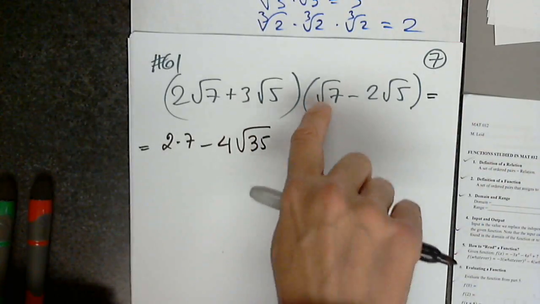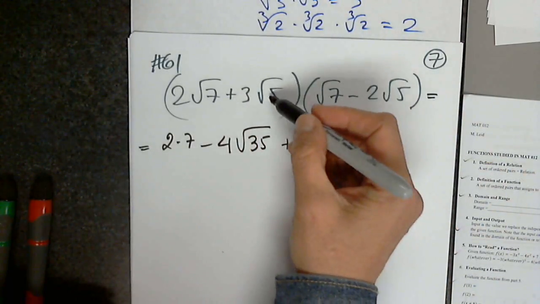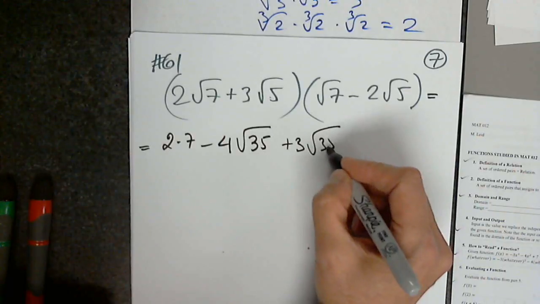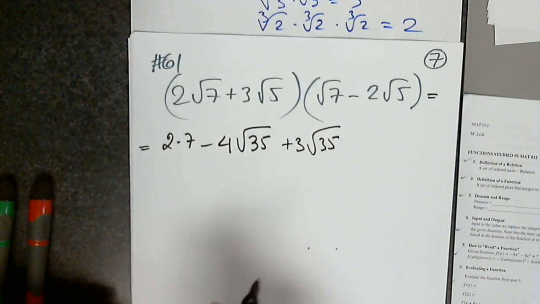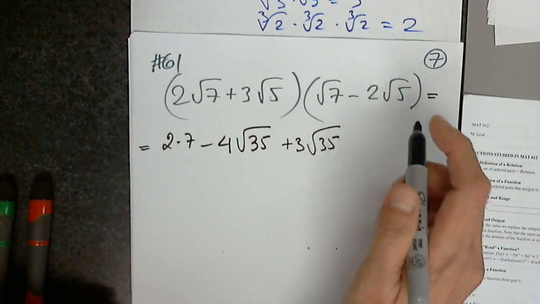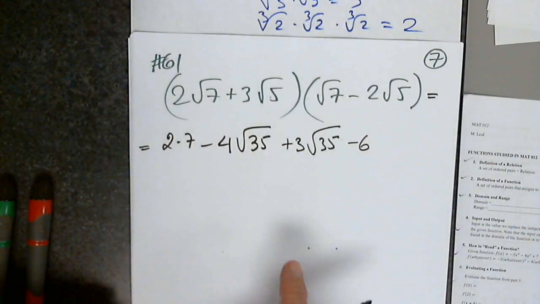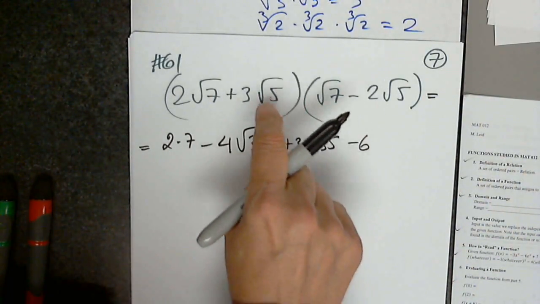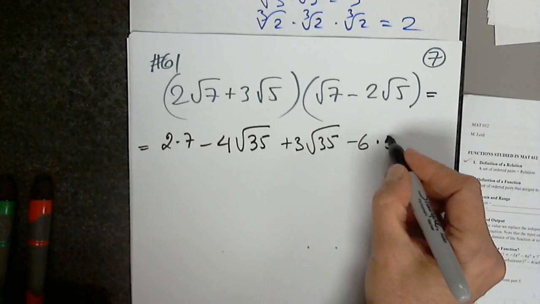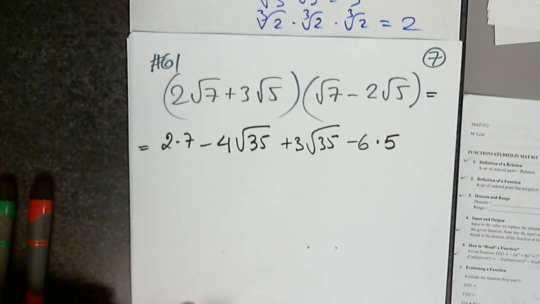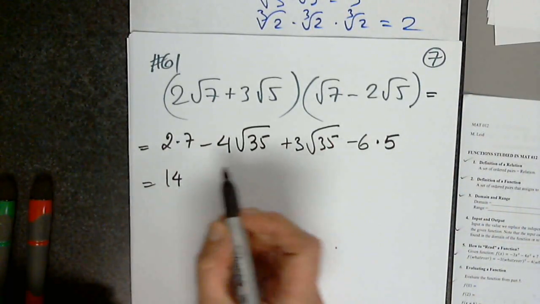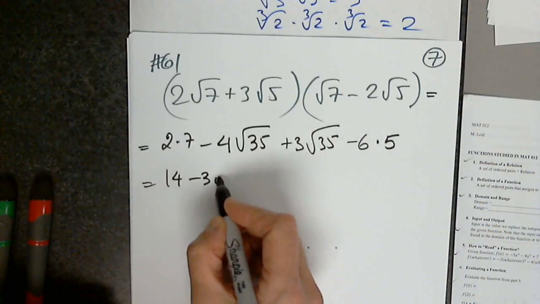3 times the 1 outside is 3. The square root of 5 times the square root of 7, the square root of 35. Final step. 3 times negative 2, which is negative 6. These are outside. But I know now that the square root of 5 times the square root of 5 is 5, so I'm going to say times 5. So this is 14, but this is negative 30.